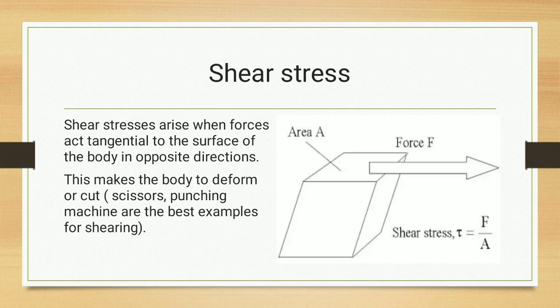We are going to discuss shear stress here. Shear stresses arise when forces act tangentially. Keep in mind, tangentially. So shear stresses arise when forces act tangential to the surface of the body in opposite directions. Shear stress makes the body deform or cut. Scissors and punching machines are the best examples of shearing. The shear stress tau is equal to force per unit area.